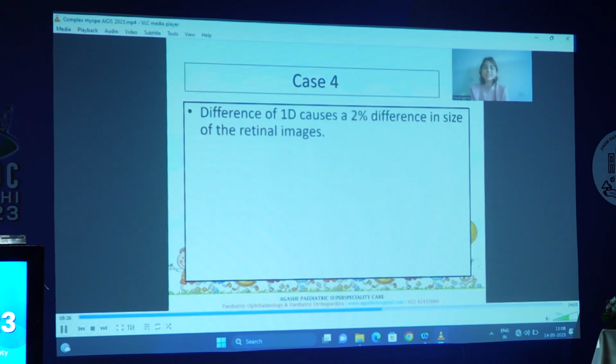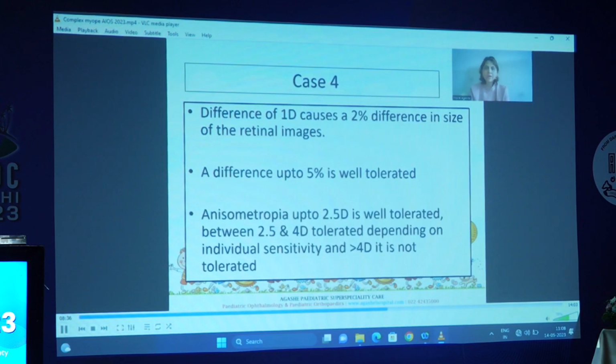Let me try to simplify this a little bit. So a difference of 1 diopter causes a 2% difference in size of retinal images. A difference of up to 5% is well tolerated. Hence, anisometropia up to 2.5 diopters is well tolerated. Between 2.5 and 4 diopters is tolerated depending on individual sensitivity. And more than 4 diopters, it is not tolerated.